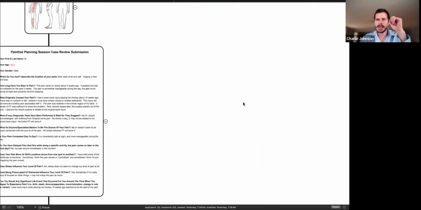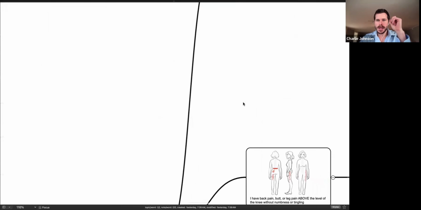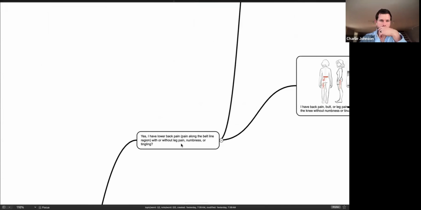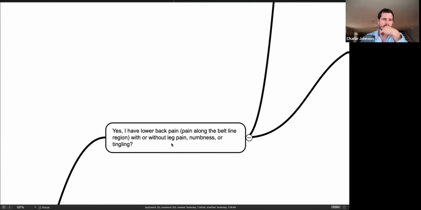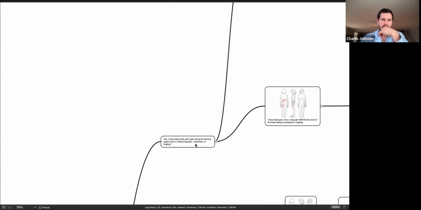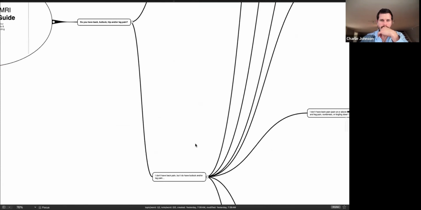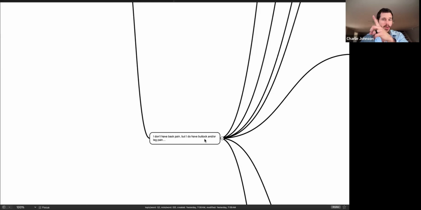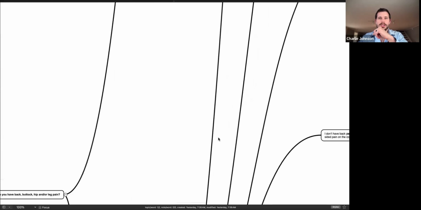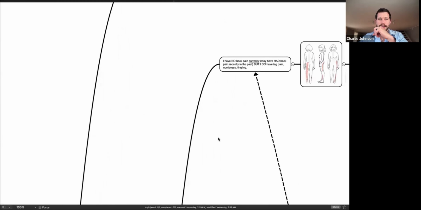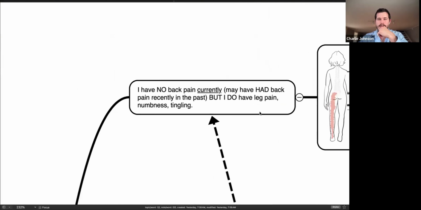He only has sciatica. So if we zoom back into that, it's like, yes, I have lower back pain. Well, that's not really true. He does have the leg pain, numbness, tingling. So where do we go? What we do is we go down here and we say, I don't have back pain, but I do have buttock and or leg pain. And we check out what the DIY guide tells us to do, and we follow along.